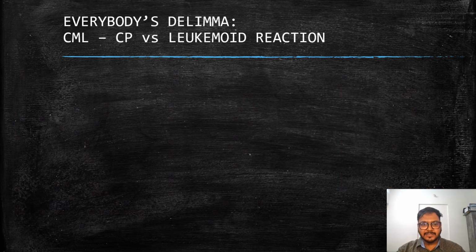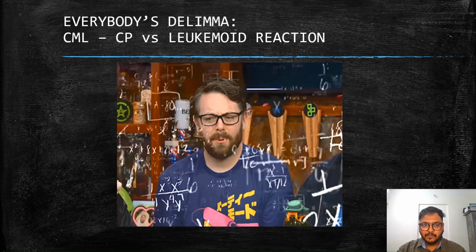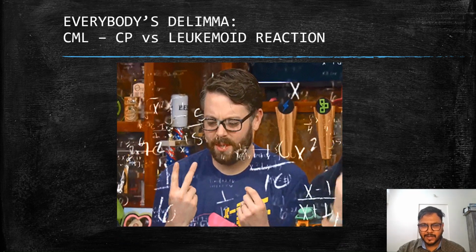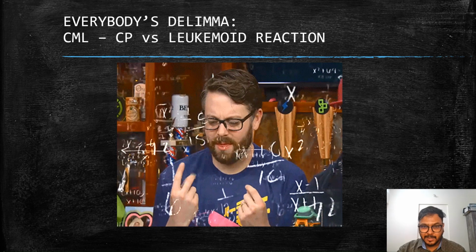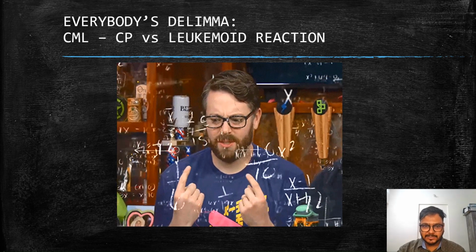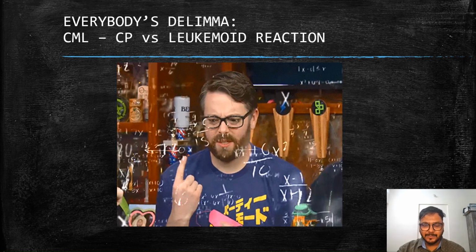Now coming to everybody's dilemma, whenever you ask any resident how do you differentiate CML chronic phase from leukemoid reaction based on scattergram, they go like, what I've studied, what I had read the night before, why am I not remembering? So I'm here to ease all these problems. I hope this will be helpful.